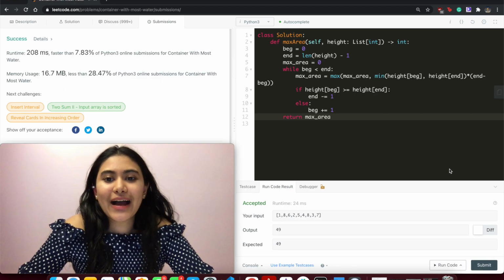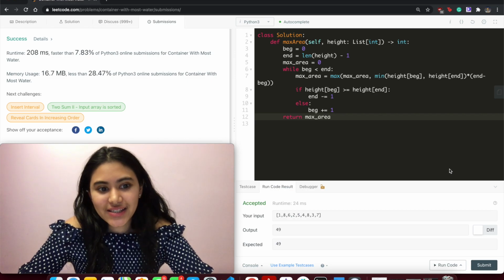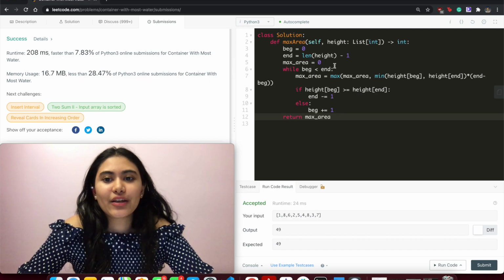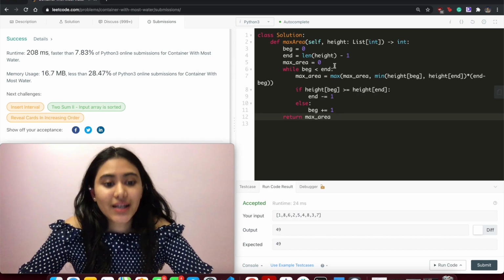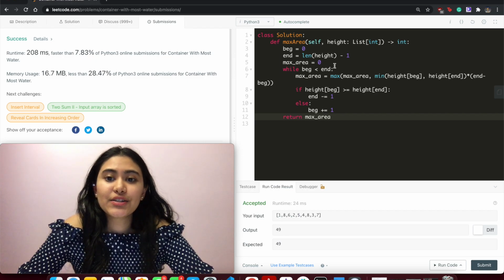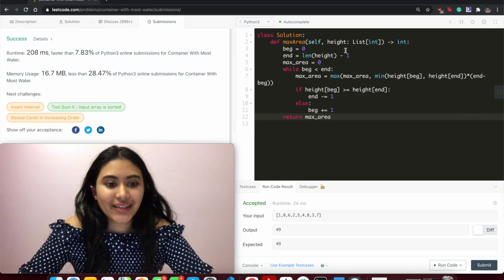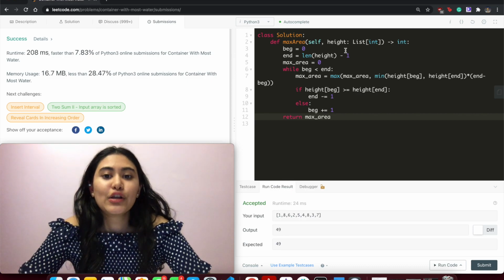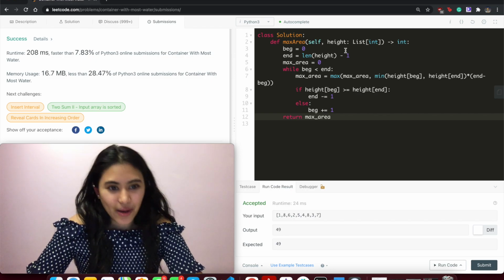So talking about space and time complexities, with space, we are not really using any extra memory, just storing max area, iterating through height itself. So that is constant space, O of 1. And for time, we iterate through the entire height list once. We're going from the two ends, moving them until we meet in the middle. So that is linear, O of n time-wise.